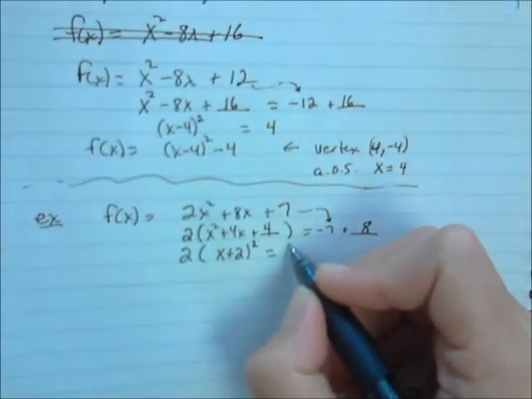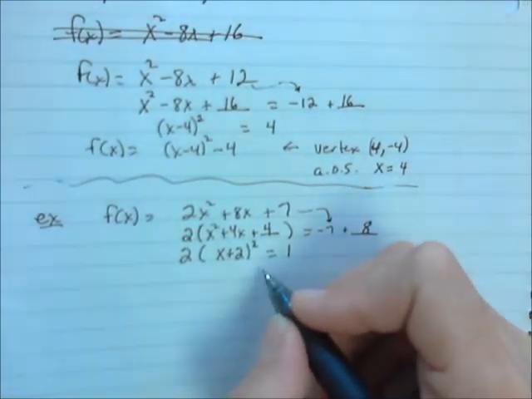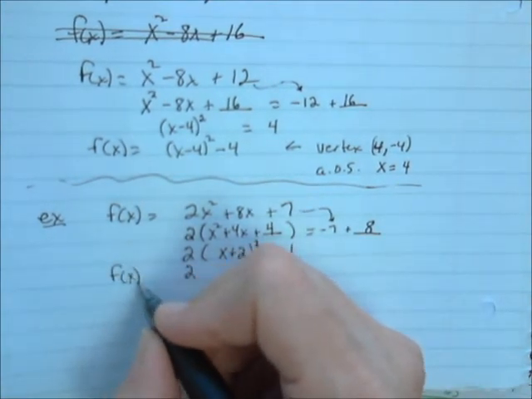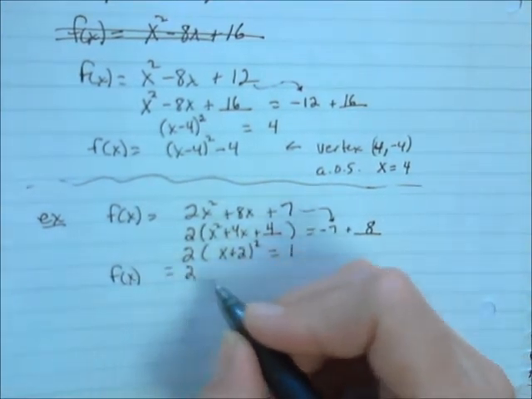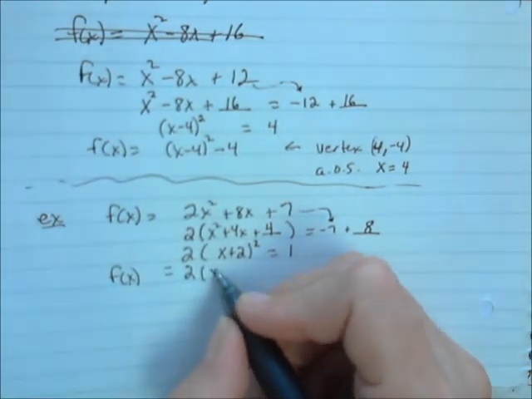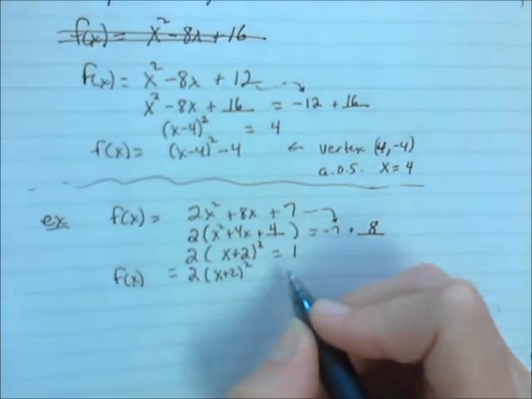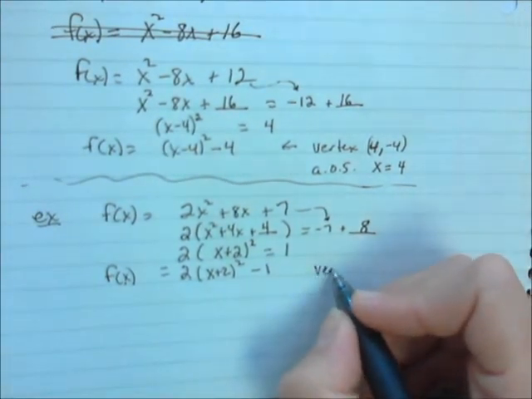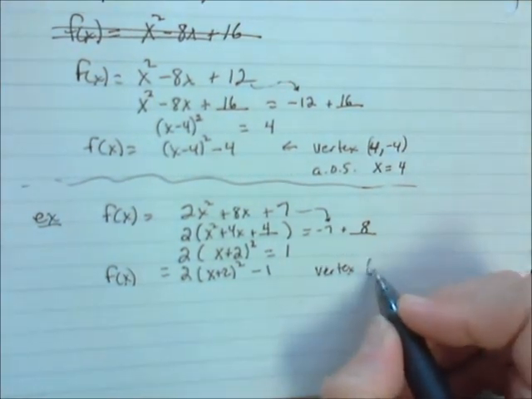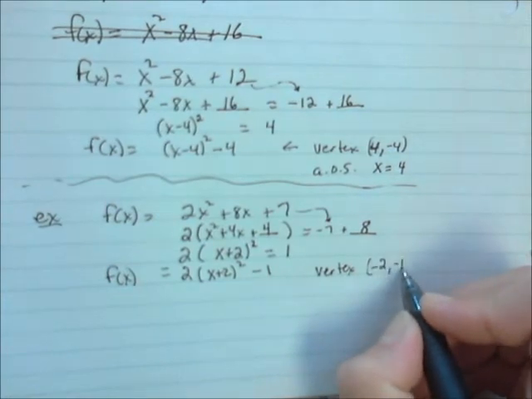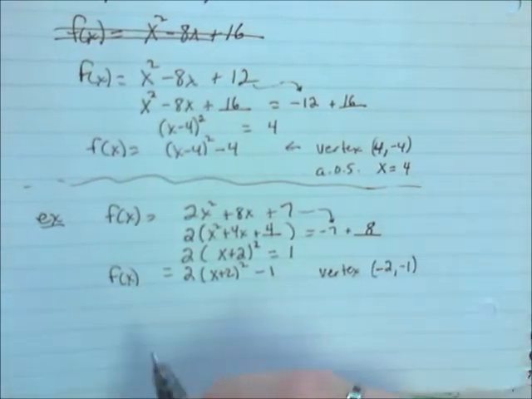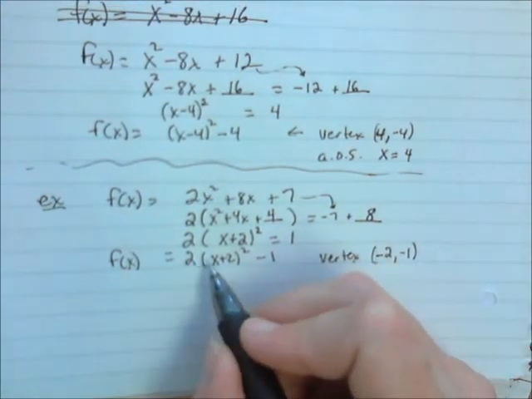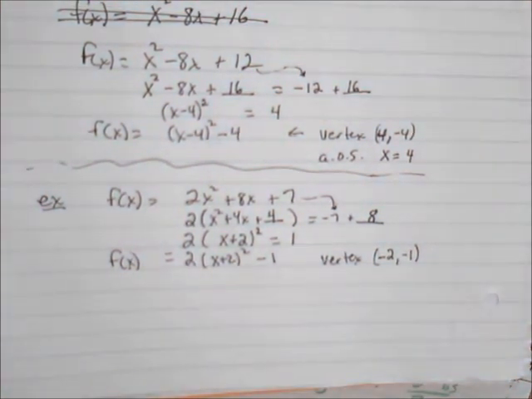Negative 7 plus 8 is 1. And then you're going to subtract 1 again. So your function in vertex form is equal to 2 times (x plus 2) to the second power minus 1. So what you have here is a vertex that's equal to (-2, -1). And you knew this because this has been shifted to the left 2 and down 1, and it's been vertically stretched by a factor of 2.